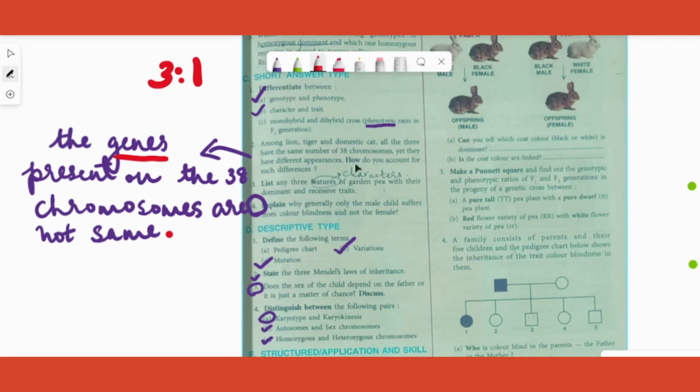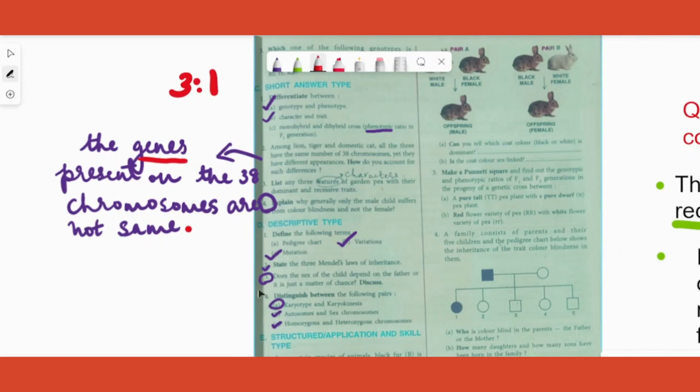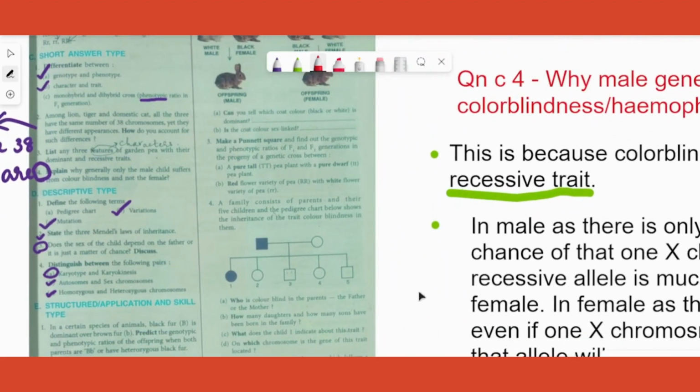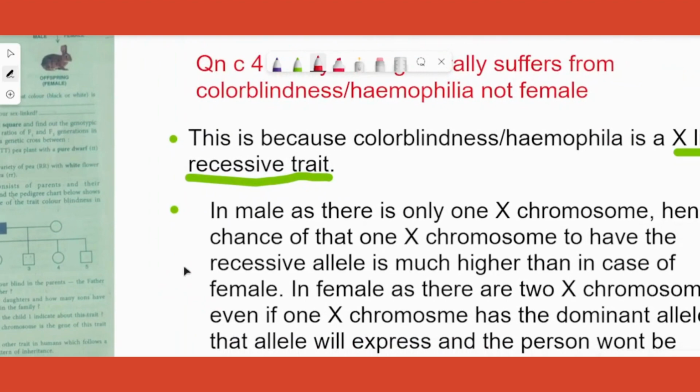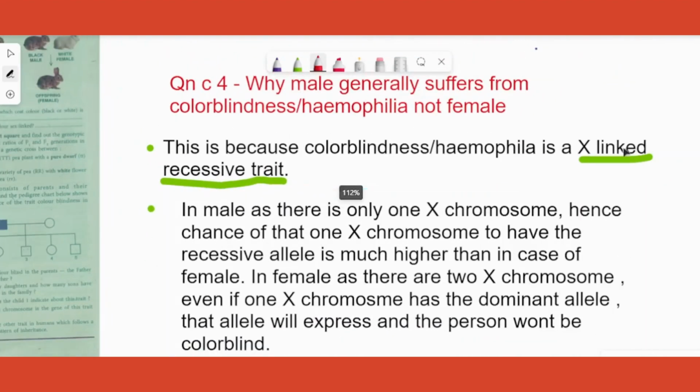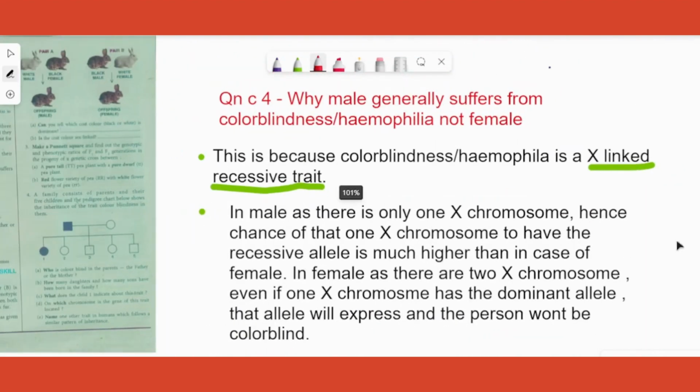Next question, explain why generally the male child suffers from color blindness. Here it can be color blindness or hemophilia, and not the female generally. What is the answer there? I've written down the answer for you. Please note it down, write all the important points so that you get complete marks. So the first point under that is that it is an X-linked recessive trait.